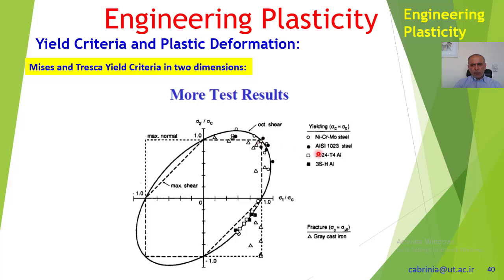Some points may not. And as you can see, when the ratio of sigma 2 to sigma 1 becomes higher at these points, sigma 1 is smaller, sigma 2 is higher. So it does not agree with the yield criteria, but at these points it completely agrees with the yield criteria. So we have shown here different experimental results for different materials, so that you get a picture about the yield criteria in real practice.